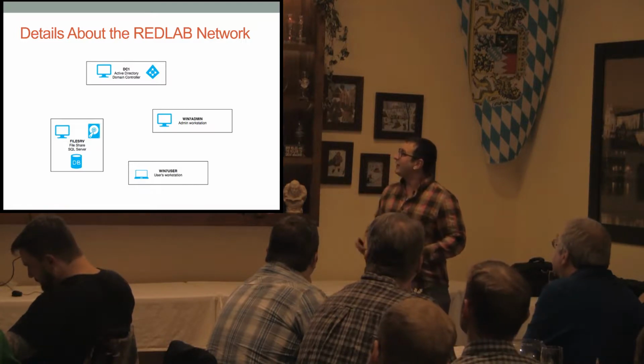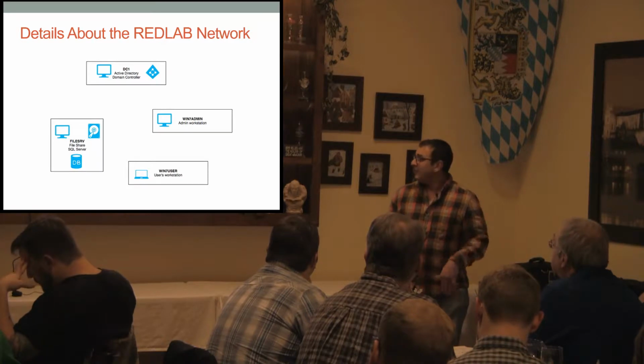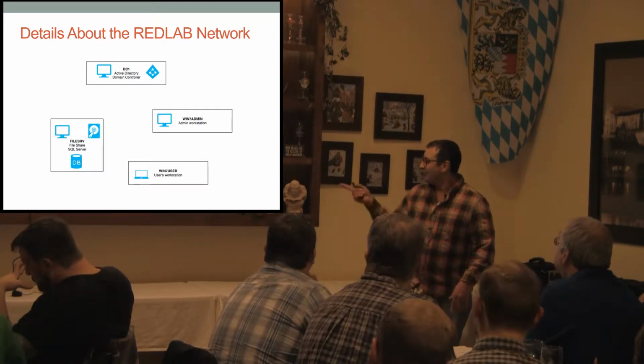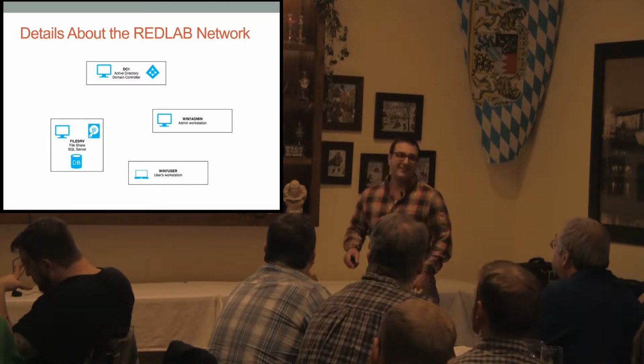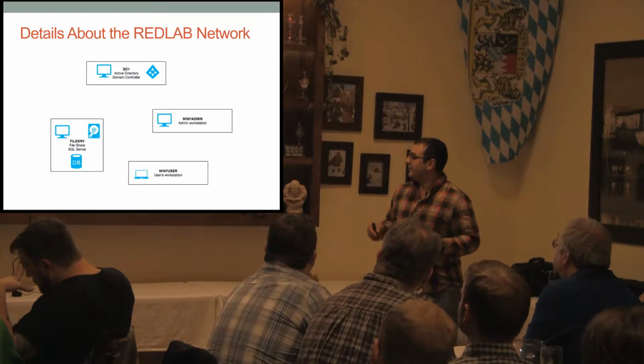But we have an Active Directory domain controller, right? It's called DC1. We have a file server. It's called FILESRV because I'm really creative with names. It's got a file share there. You can see that by the hard drive, and it's got a database running on it, right? Like a SQL server. We'll talk about that.